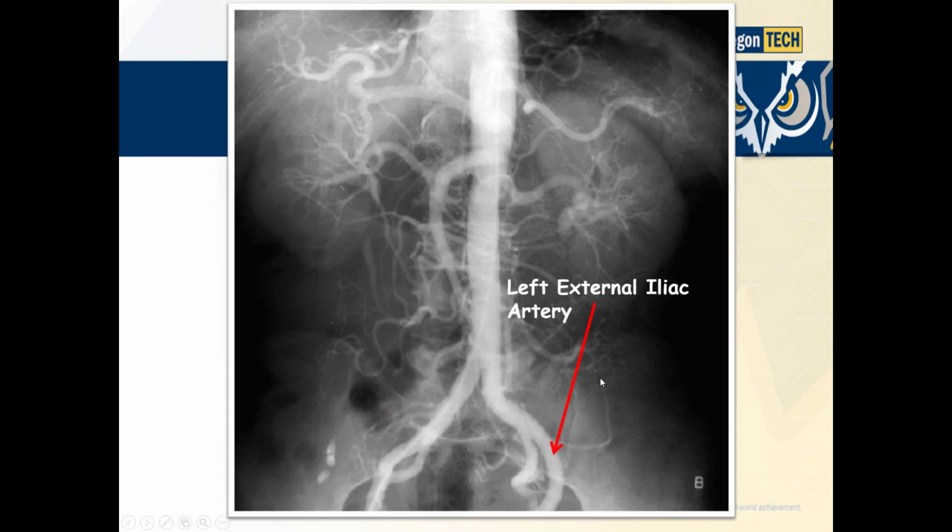Here's the left external iliac artery, the right internal iliac artery, and the left internal iliac artery.